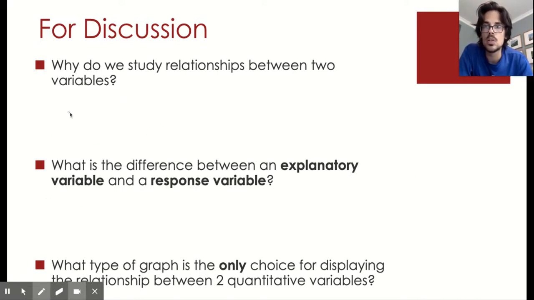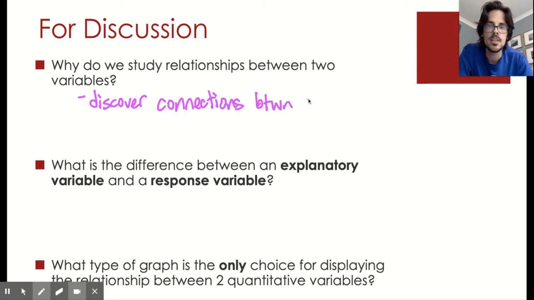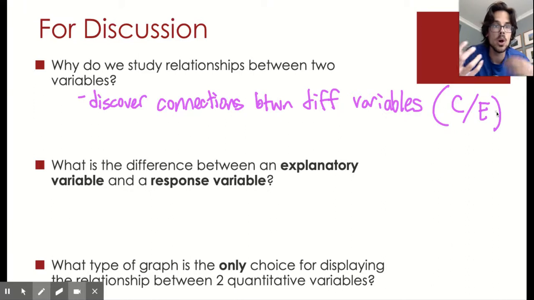So one thing you can do is to see or to explore if there are connections. Discover connections between different variables. So one big thing, not the only use of this, but cause and effect is huge. Like knowing that one variable causes another. If I do this, then this is going to happen. You would want to analyze how those two variables are related.